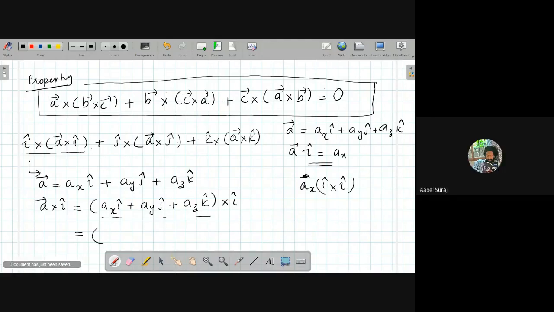So let me do the other way also. I'm just simplifying this. I'll do this in both ways. Okay, no problem. Okay, sir. Right.